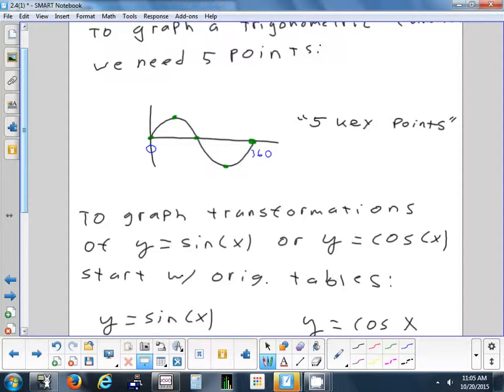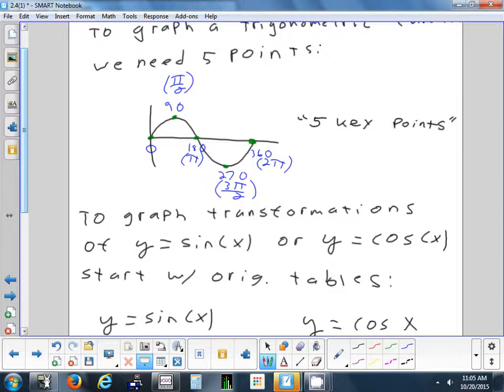And what's halfway between 0 and 360? You get 180. Halfway between 0 and 180? This one's 90. And halfway between 180 and 360? 270. Those are going to be the x values we use, except I'm going to do them in radians. Pi over 2, pi, 3 pi over 2, and 2 pi.